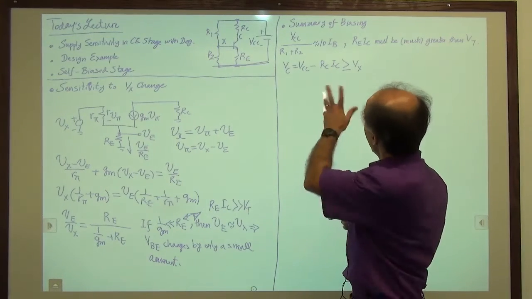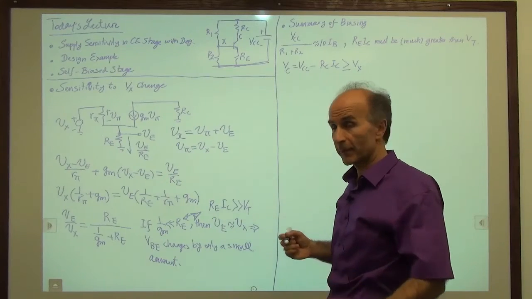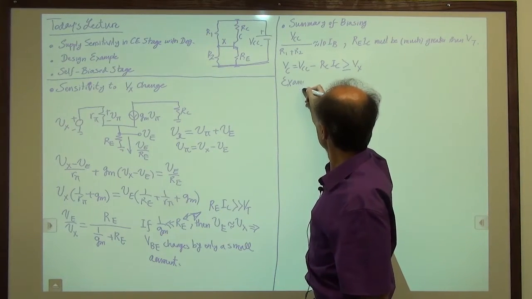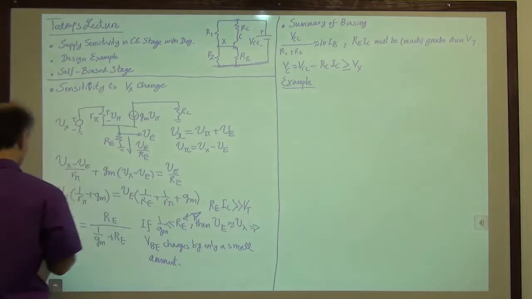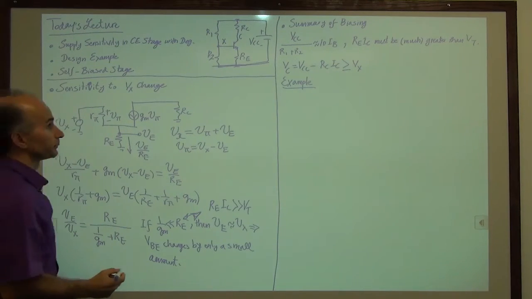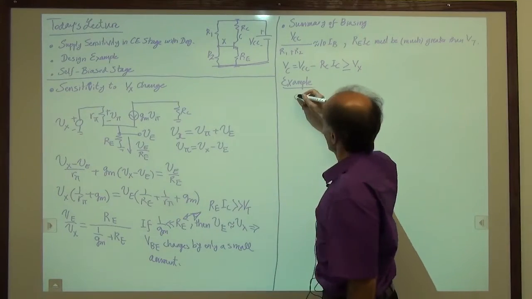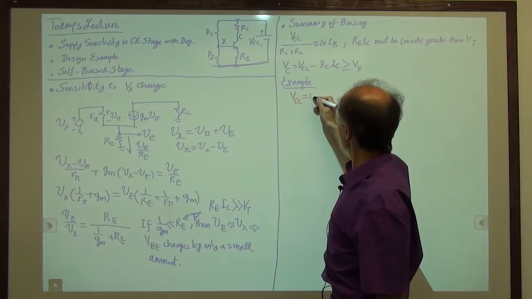All right, to hammer these in, let's go and take a look at an example with some numbers to see how things come out. So here's an example. Let's change the color of our pen to red. Okay, so here are some numbers. Suppose that we have a supply voltage of 1.5 volts.